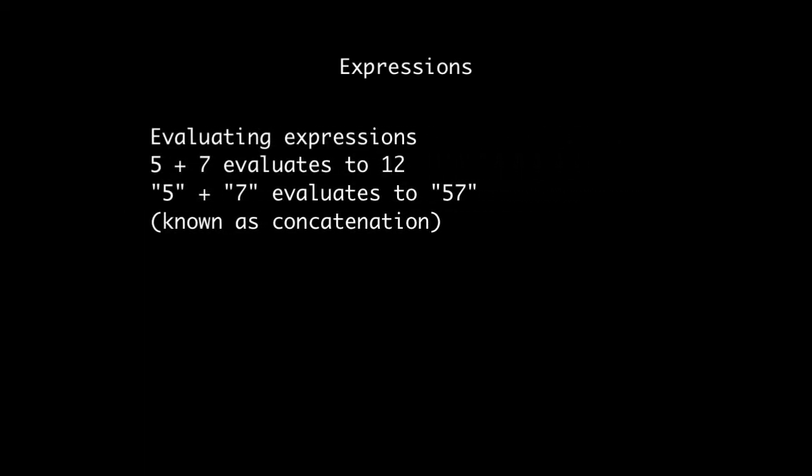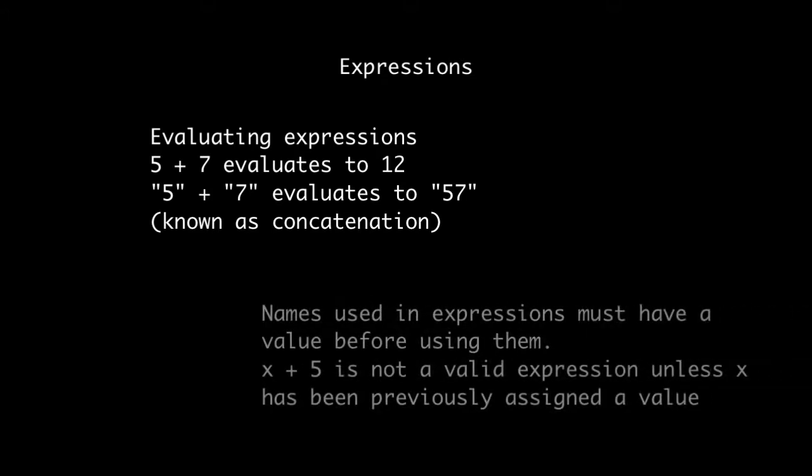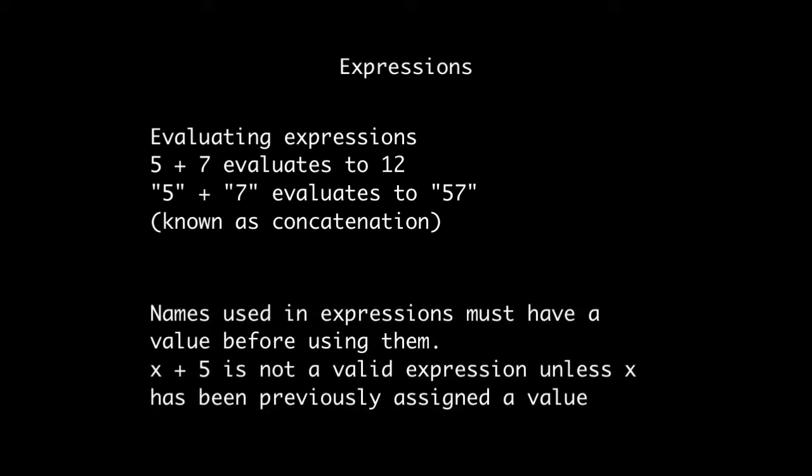Expressions evaluate to values. The expression the number 5 plus the number 7 evaluates to the number 12. The expression the string "5" plus the string "7" evaluates to the string "57". This is known as string concatenation. Names used in expressions must have a value before using them. x plus 5 is not a valid expression unless x has been previously assigned a value.